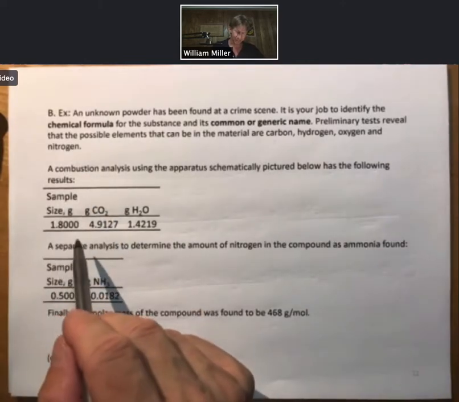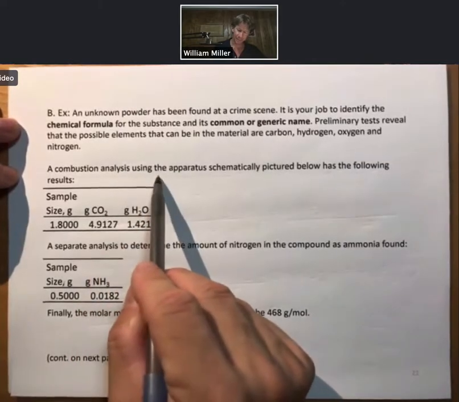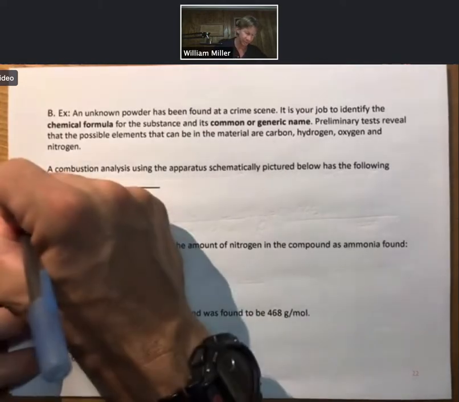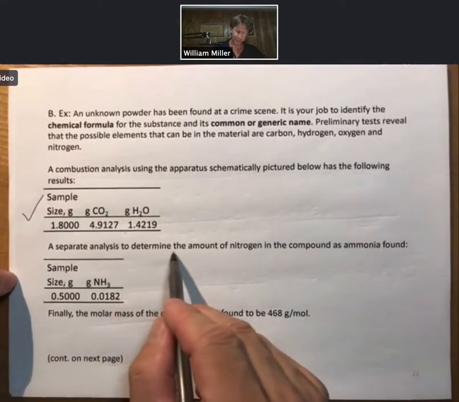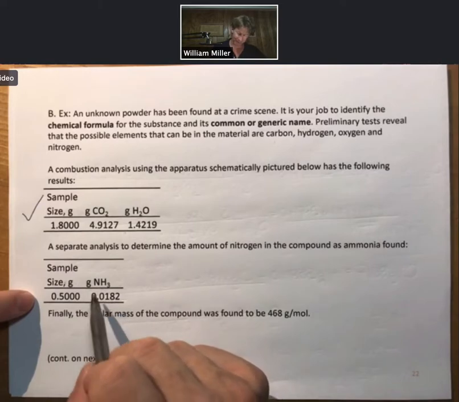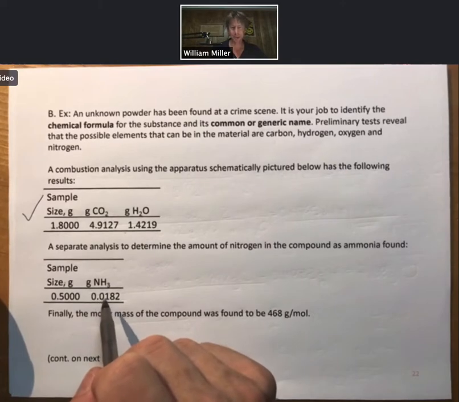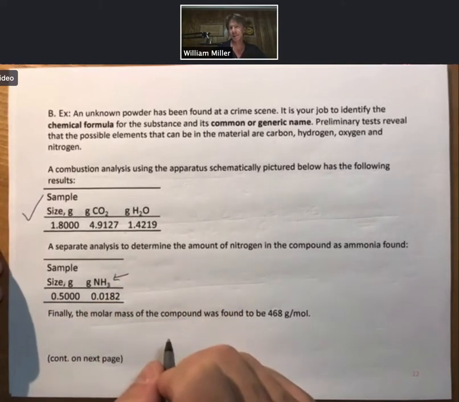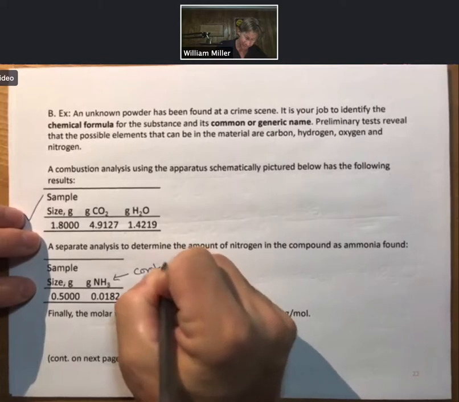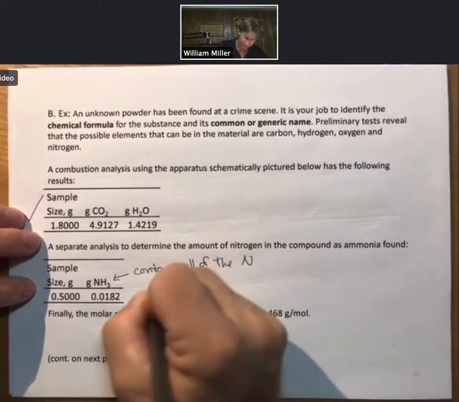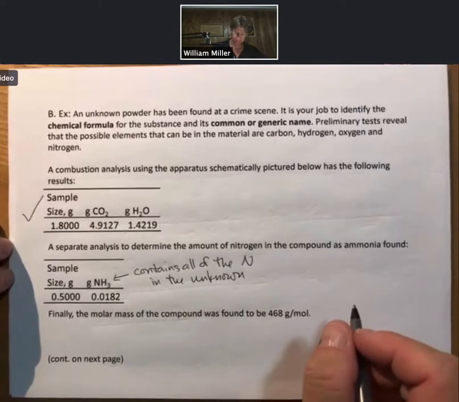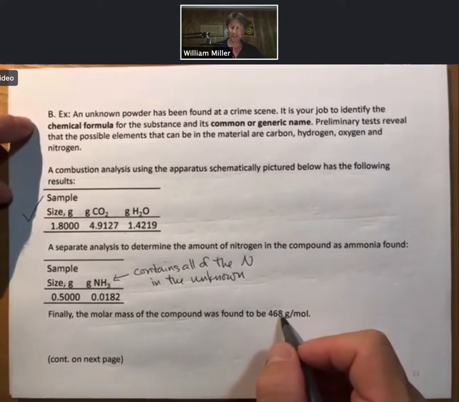Okay. So, combustion analysis has the following results. This is very similar to what we've done before, so we feel good about that. We'll talk about it in a minute. A separate analysis with a different sample size finds grams of ammonia. This ammonia contains all of the nitrogen in the unknown powder. And it's a separate process, and we won't really get into specifics about it. Now we also have the molar mass, so we can find the chemical formula.